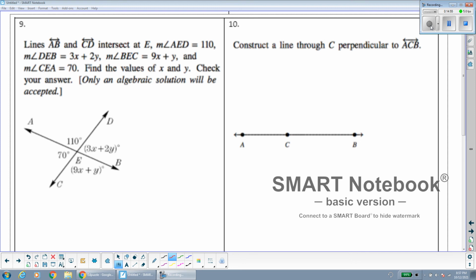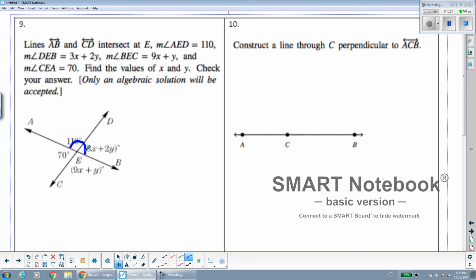So there's multiple ways to do number 9, and it says only an algebraic solution will be accepted, but any solution would get you credit on this question, including guess and check. Anything goes for this question, whatever gets you to the answer. So I did it algebraically, but you can definitely do it another way if you'd like to. So I'm going to set up some equations here.